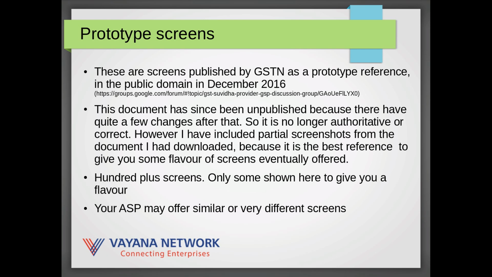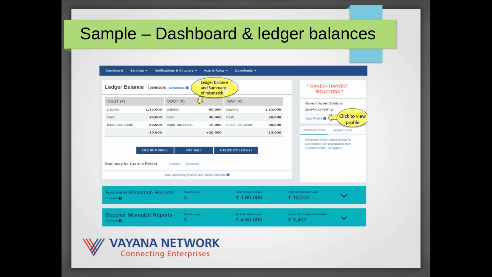Similarly, your ASP with whom you interact may offer either similar or very different screens than this. This is just to give you some flavor. This is an example of where you might be shown your dashboard, and on that the ledger balances. Every business has a set of ledgers, 3 ledgers that are maintained with GSTN. So this represents the various balances there, including the liability, the cash position, and the input tax credits.